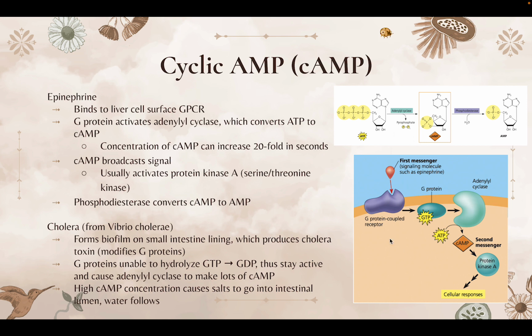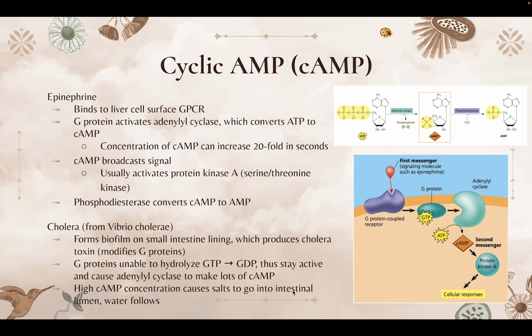So let's look right here at this picture. You see activated G protein goes and activates adenylyl cyclase, which makes a bunch of cyclic AMP. And cyclic AMP does a great job at broadcasting this signal. It usually uses protein kinase A, which is a serine/threonine kinase, to start off this entire cascade that leads to a cellular response. And then there's an enzyme called phosphodiesterase that converts cyclic AMP to AMP. You can see that process right here. Adenylyl cyclase turns ATP to cyclic AMP, and then phosphodiesterase turns it into AMP.